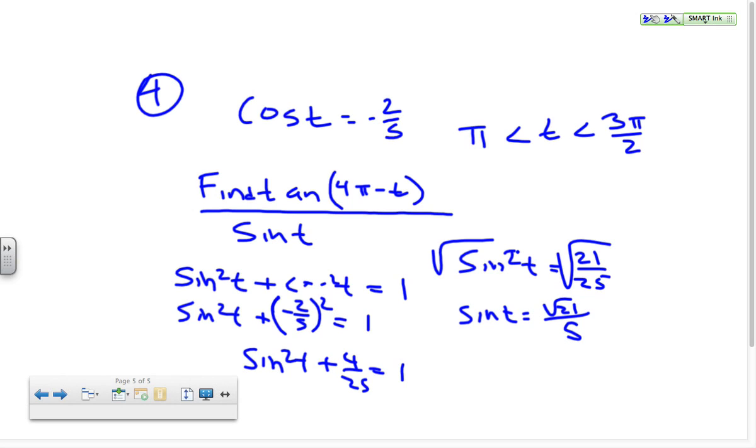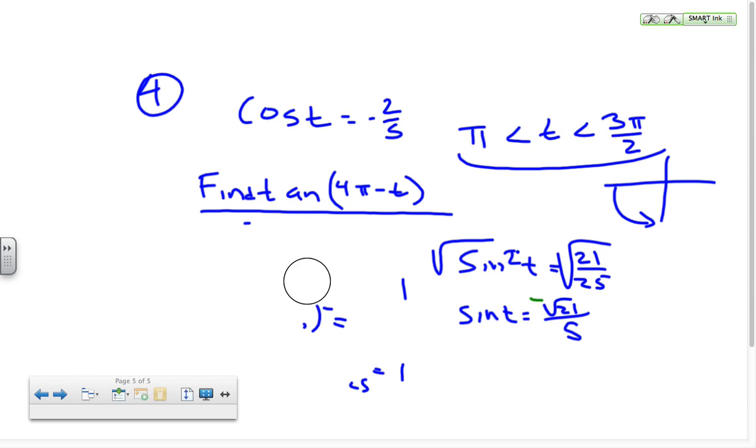Okay. Now, this is where the rules come in, right? So I'm between pi and 3 pi over 2. Okay, keep in mind that that is in the third quadrant here. So the sine of t is going to be negative. So even though my answer here is positive, I'm in this quadrant, so I must make it negative. So this is going to be negative square root of 21 over 5. Now I do need to do some erasing so we can go to the next step.